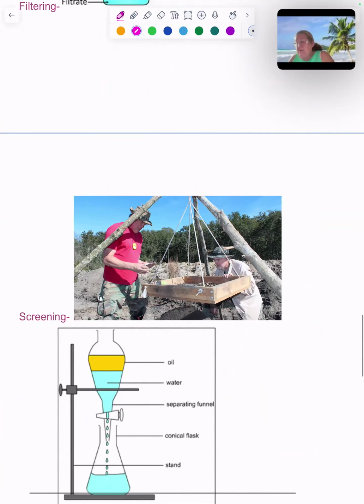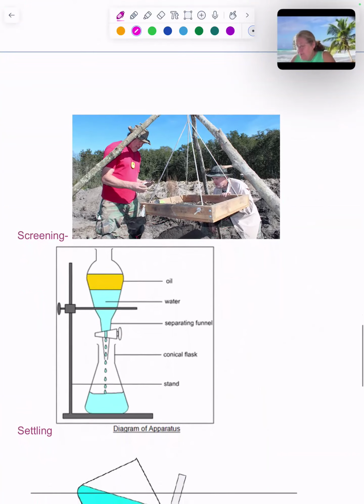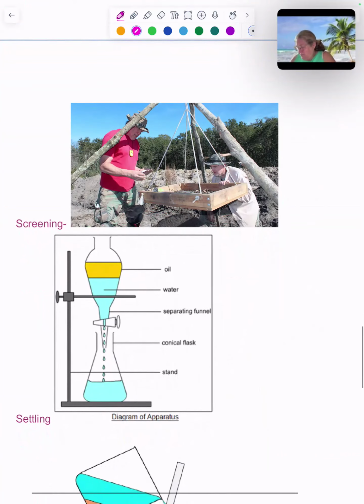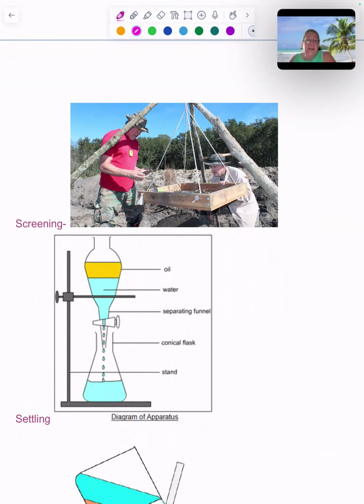Screening is a common method that archaeologists use to remove large particles. We can use a separatory funnel, which also takes into account settling. Here we're separating a liquid, here oil and water. The oil, or the less dense liquid component, will rise to the top, and we can let the more dense component, in this case water, filter out the bottom. Separatory funnels are really cool, kind of delicate to work with. Hopefully you'll get to work with one in the lab.